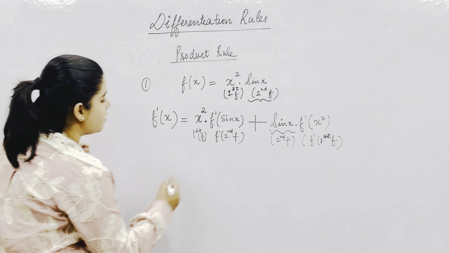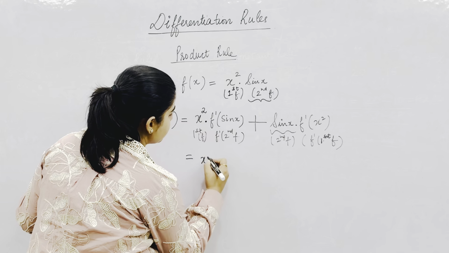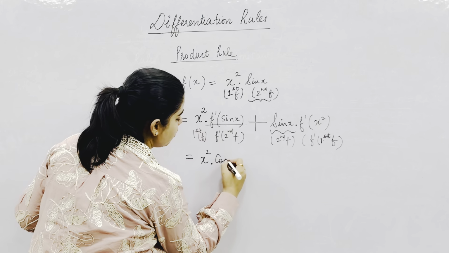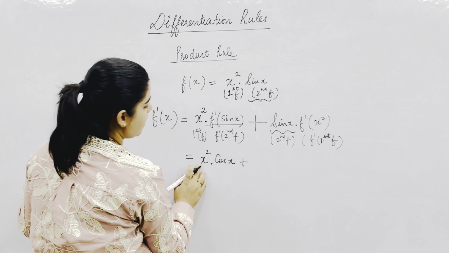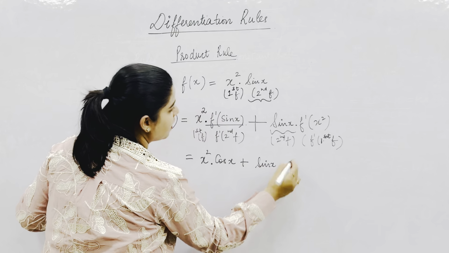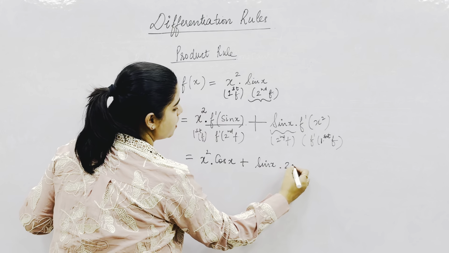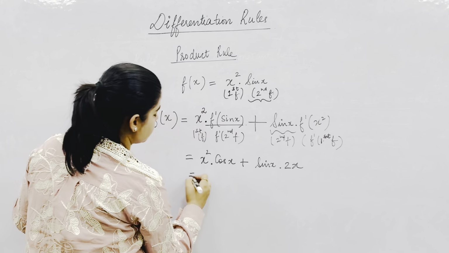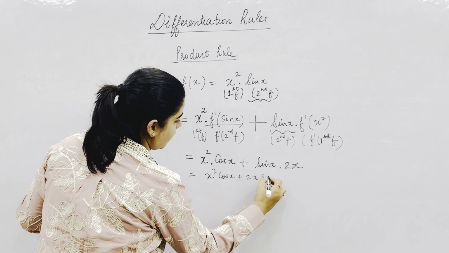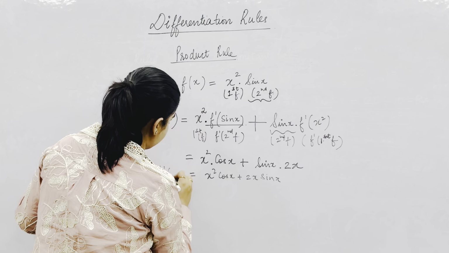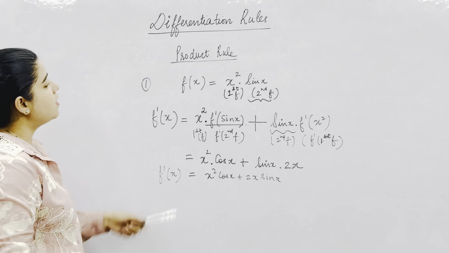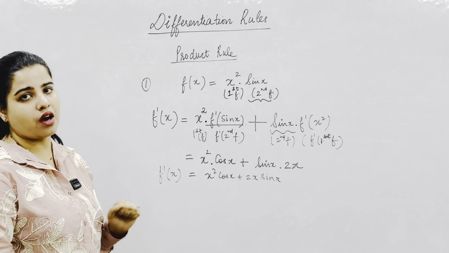So what will be your final answer from here? It will be x squared multiplied by, now what is the derivative of sine x? We know that it is cos of x. So it will be x squared cos x plus sine x multiplied by, what is the derivative of x squared? It will be 2x. So this is your answer. So your answer is x squared cos x plus 2x sine x. So this is your final derivative of x squared sine x. Okay, so here in these type of questions we use the product rule.